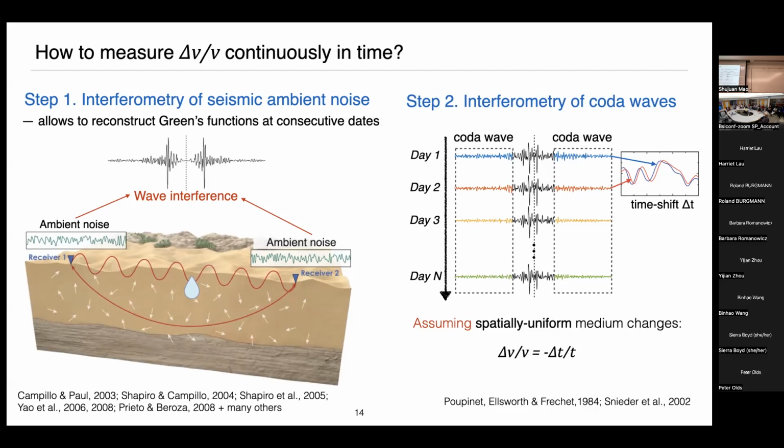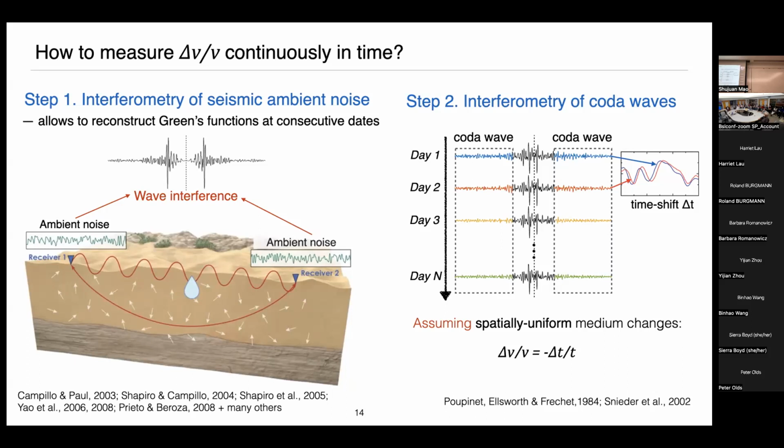Note that for the traditional coda wave interferometry, there is one very important assumption, that the medium variations are homogeneous in space. So with this assumption, the delta V over V we want to calculate is just the opposite of delta T, the time shift. So this idea of combining ambient noise interferometry and coda wave interferometry will allow us to continuously measure delta V over V time changes.